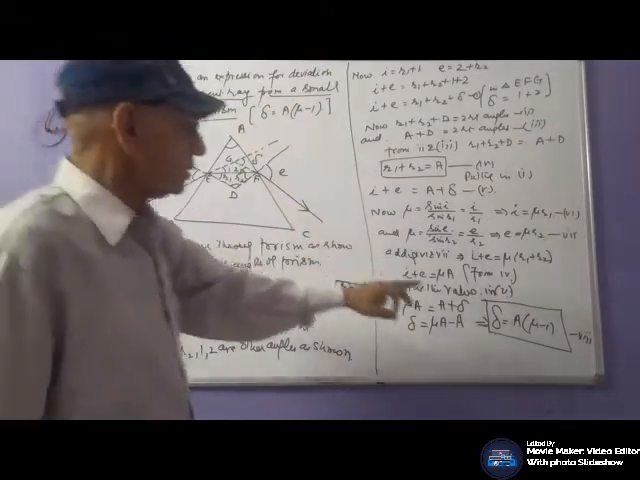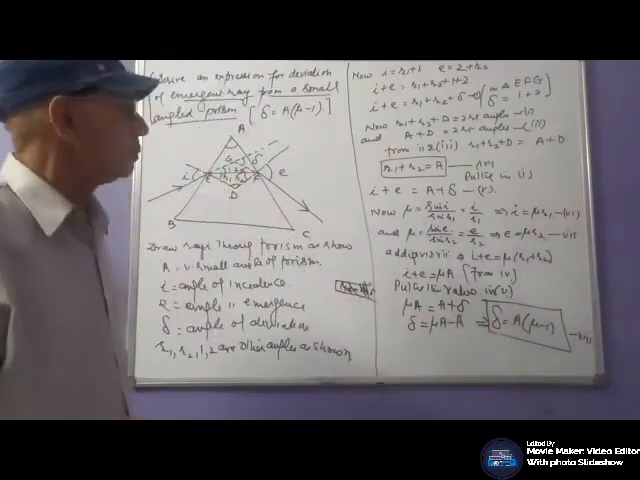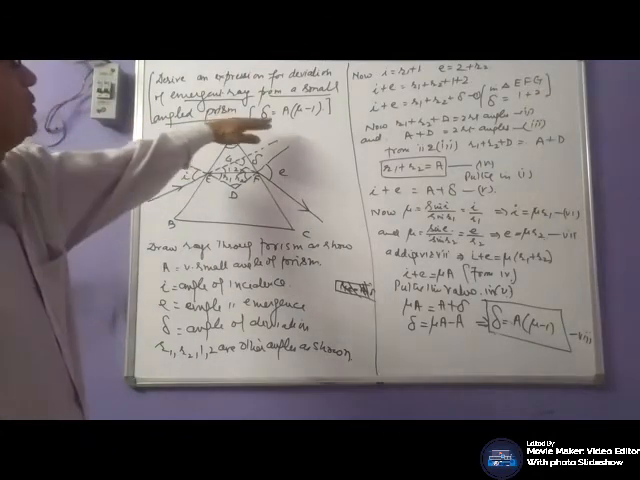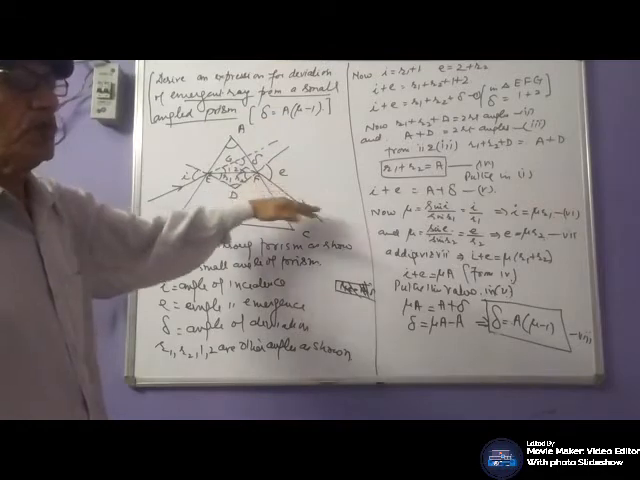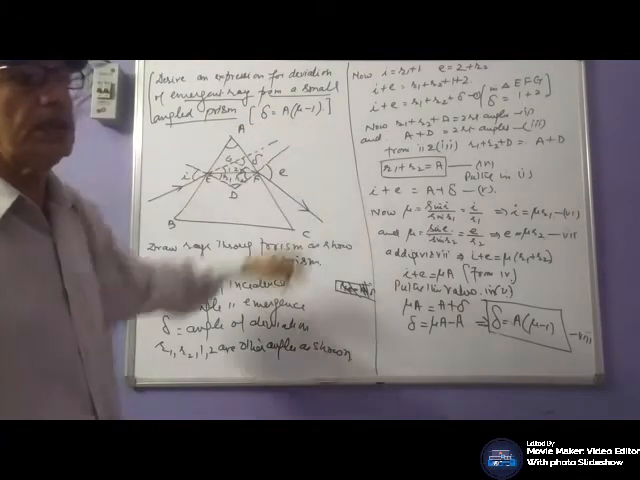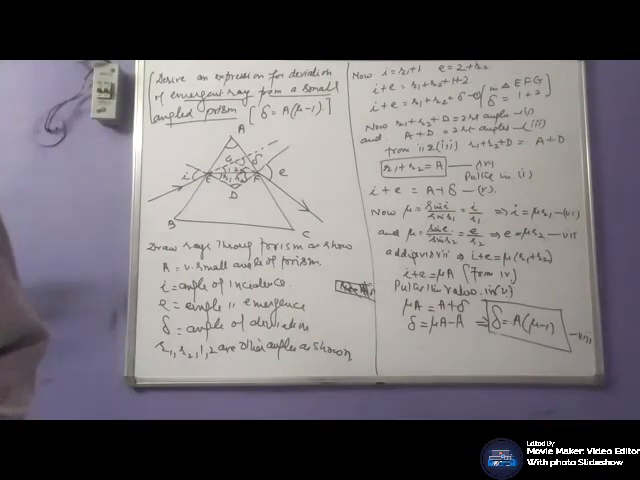Derive expression for deviation through a small angled prism. Or derive this: delta equals A into mu minus 1, where delta is deviation, A is angle of prism, and mu is refractive index of prism material.